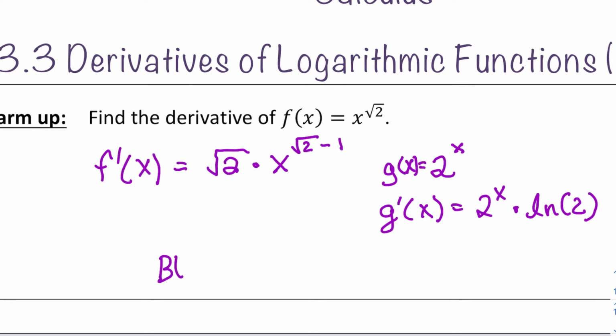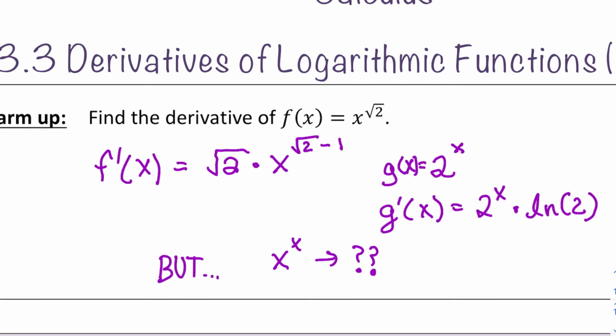So what we haven't done is, what if we have sort of a combo where the base of my function's a variable and so is the exponent? That's what we're going to look at today. They are going to require a process called logarithmic differentiation.